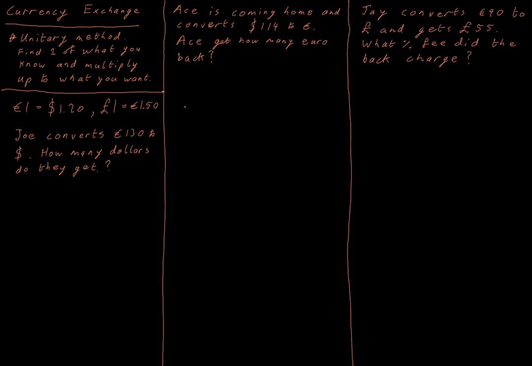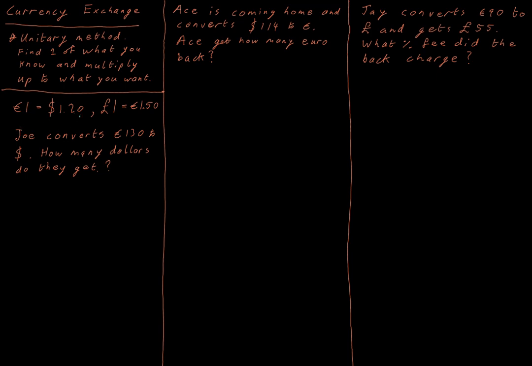Hello. Now we are going to look at currency exchange. And the method for currency exchange is really just the ratios method, the unitary method. So we're going to find out how much one of the thing we know about is, and then multiply up to the amount that we want to know about. And that will be much clearer once we've done an example or two. So let's have a look.